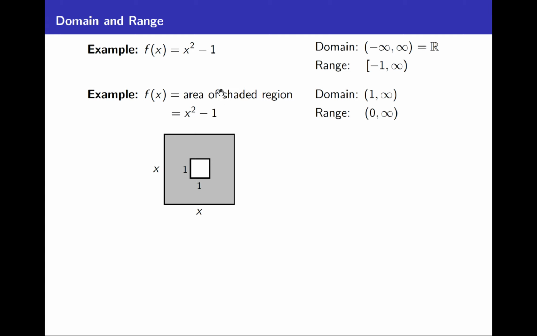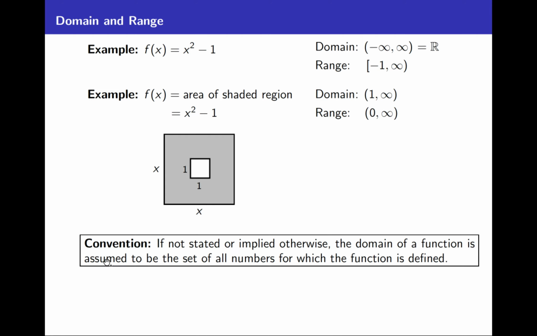So notice that in this example, the formula for the function is exactly the same, but the domain and range in these two examples differ. And that's an important distinction. A lot of times in this course, when you have a function f of x that's described in words, it'll also have a formula expression, but the domain and range would have a special interpretation based on the intended meaning of that function. And we'll see more of this as we go along in this class. But for now, there's a convention that if it is not stated or implied otherwise, the domain of a function is assumed to be the set of all numbers for which the function is defined.